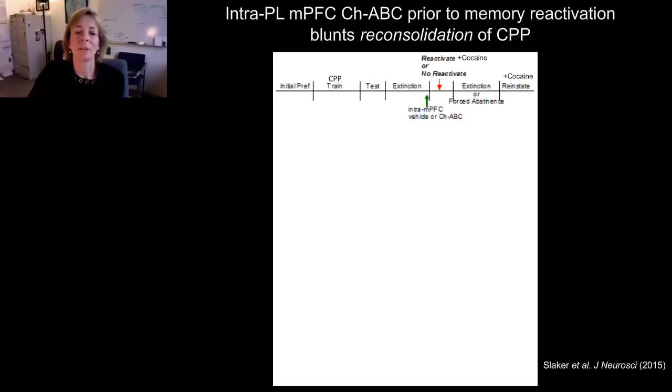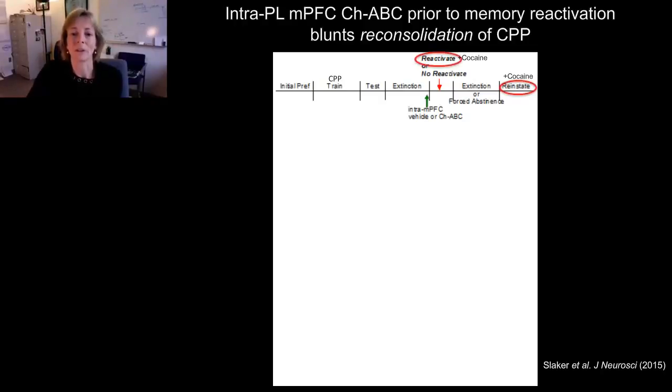And so on the top is showing you pretty much the same thing I just described. If you look from left to right, there's the CPP training that she did, the testing and the extinction that I mentioned, then the injection of the ABC into the prefrontal cortex. And then she either reactivated the memory, as I said before with cocaine, or she had another group that received no reactivation as a control group. And then after a period of time, she did some more extinction or just let them sit in the home cage and tested on the last day, the day shown here, the reinstatement day, whether the memory was maintained.